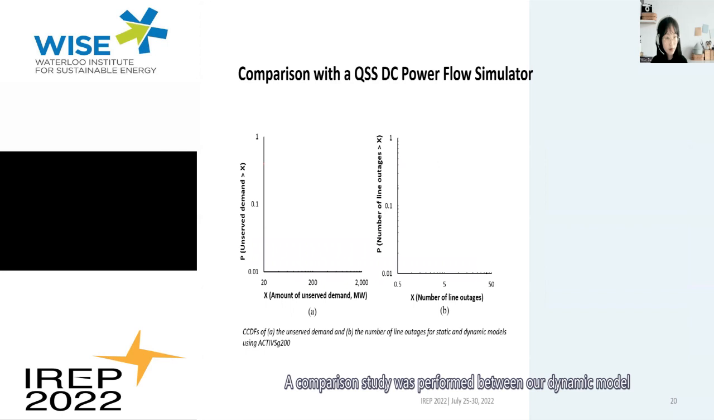A comparison study was performed between our dynamic model and the typical QSS-DC power flow model in order to identify the similarities and differences. The complementary cumulative distribution functions, the CCDF plots, of demand losses and the number of line outages are shown here. Basically, the CCDF plots indicate the probability that we would have a value higher than a certain level.